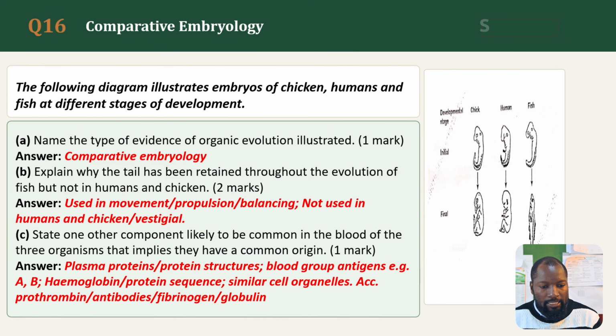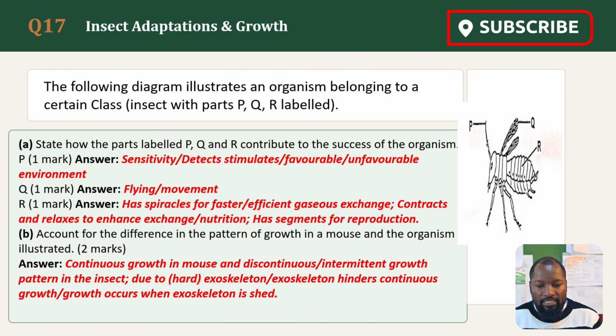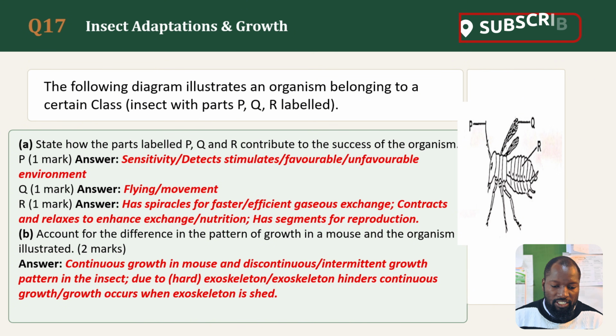Question number 17. The following diagram illustrates an organism belonging to a certain class. Look at this organism. It has part labeled P, Q, and then part labeled R. We're being asked to state how parts labeled P, Q, and R contribute to the success of the organism. So P is for sensitivity. Then Q is for flying or movement. And then R has spiracles. It's actually the abdomen which has spiracles for gaseous exchange.